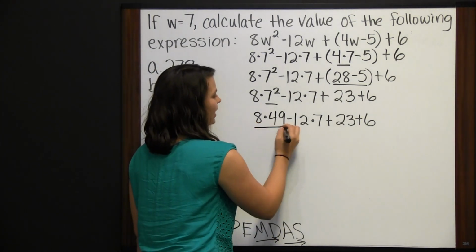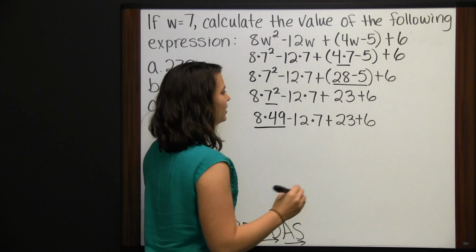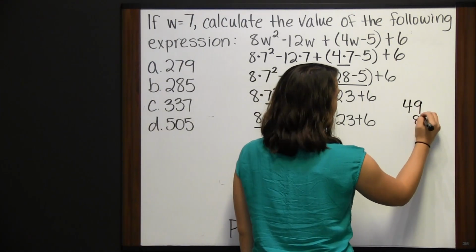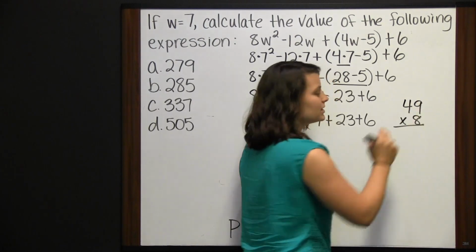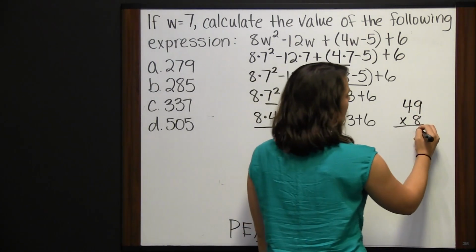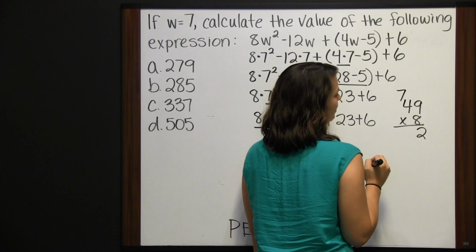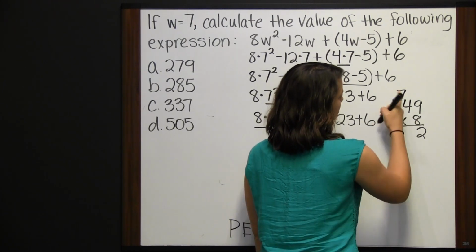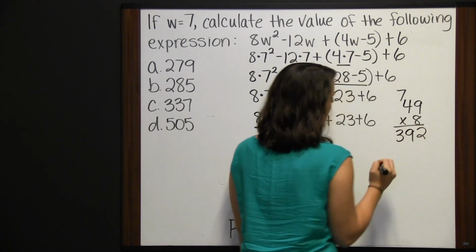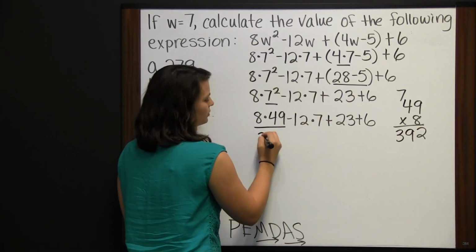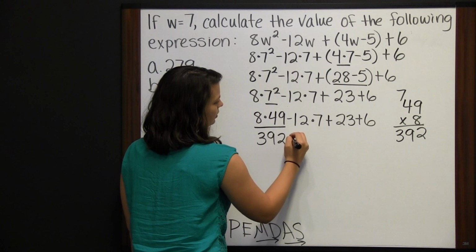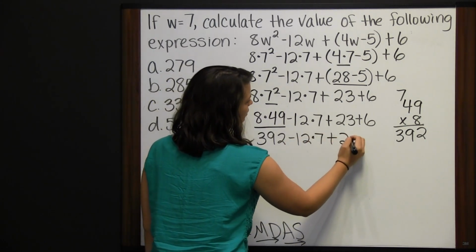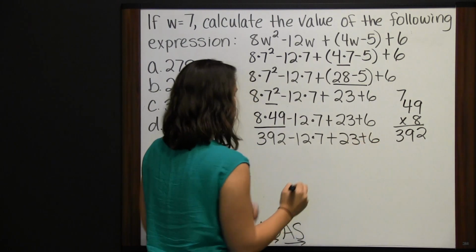So first we see 8 times 49. We can just go off to the side and multiply that. 49 times 8. 8 times 9 is 72, so write the 2 and carry the 7. 8 times 4 is 32. 32 plus 7 is 39, so we get 392. So we have 392 minus 12 times 7 plus 23 plus 6.